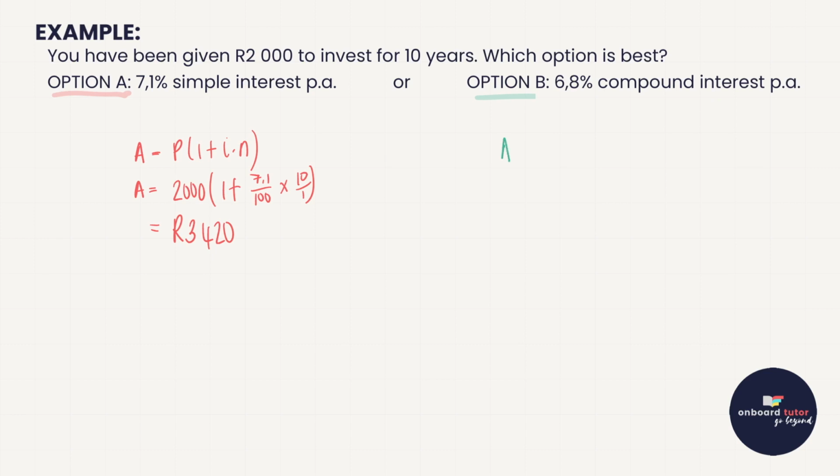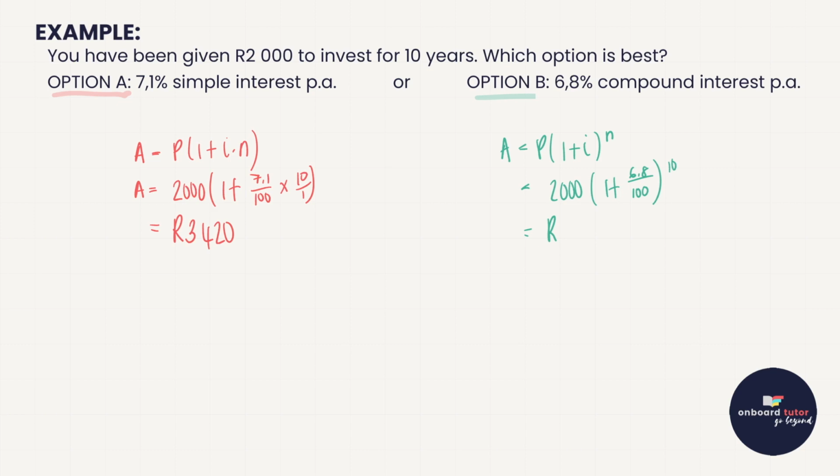Option B, we've got a different formula. A equals P(1 plus i) to the power of n. Present value, we are still investing 2,000 Rand. 1 plus, the interest rate here is 6.8%. So initially we might think, oh, well, compound interest is definitely going to be better, but the interest rate is a little bit lower, so let's not be too sure of ourselves. Let's pop that into the calculator.